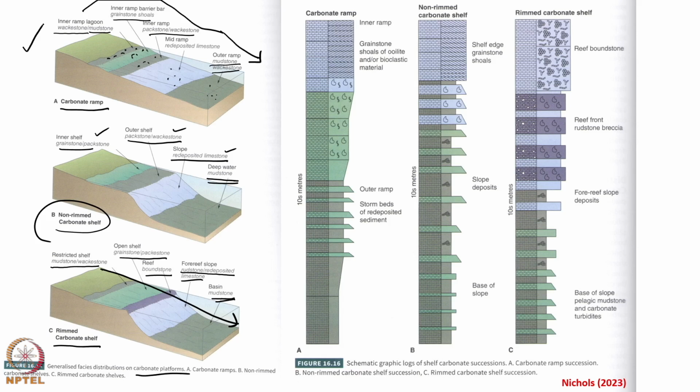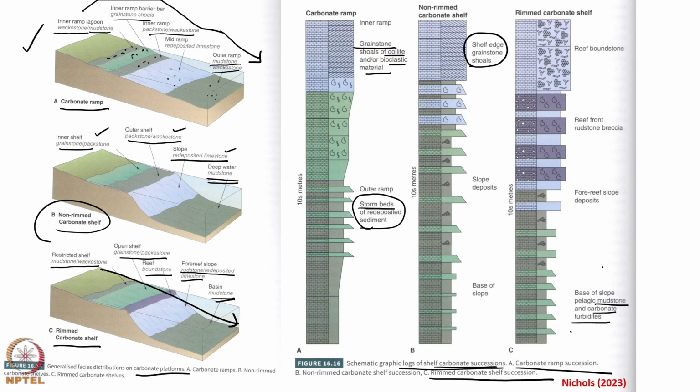In the case of a carbonate ramp, we get storm beds of redeposited sediments. Since it is in the shallow area, such coastal areas can be affected by storms. In the top there is grainstone, shoals of oolites and bioclastic materials. In a carbonate ramp succession, we get grainstones in the top portion of the succession, and in a rimmed carbonate succession, pelagic mudstones and carbonate turbidites at the bottom, and finally the reef boundstones at the top. Below the reef boundstone lies the reef front rudstone breccia.